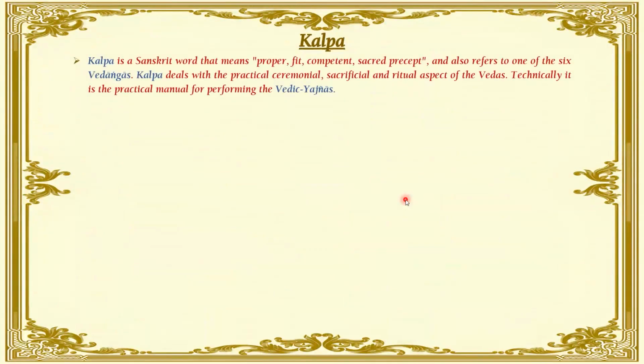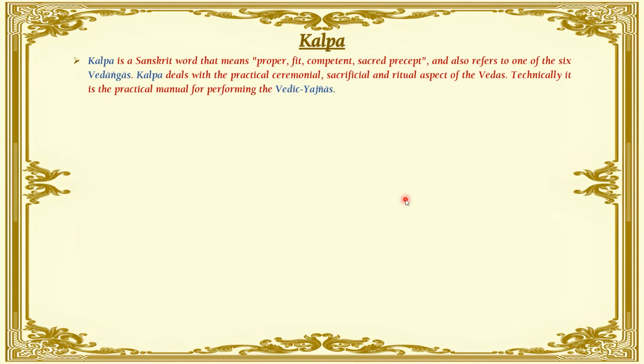Next we have the Kalpa. Kalpa Shastra. So Kalpa means the hands, how you do things. It also means the proper, fit, competent, sacred precept. It also refers to one of the six Vedangas. So that is the meaning, what all different things it can mean. But traditionally, when we use Kalpa Sutra, it means the Vedanga.